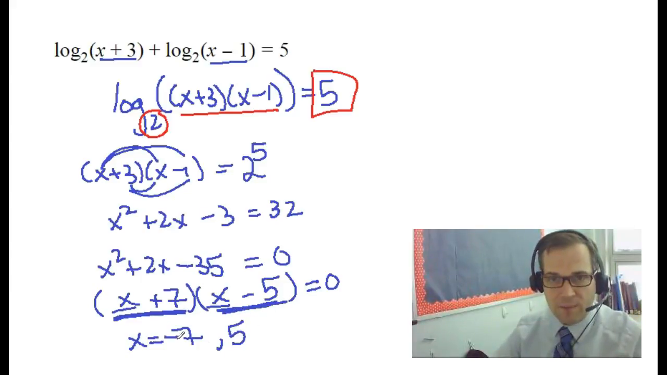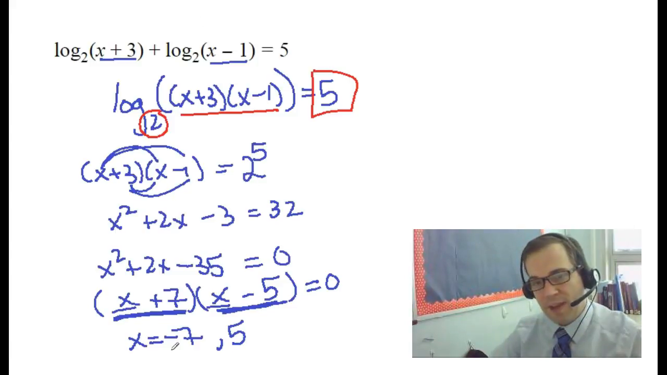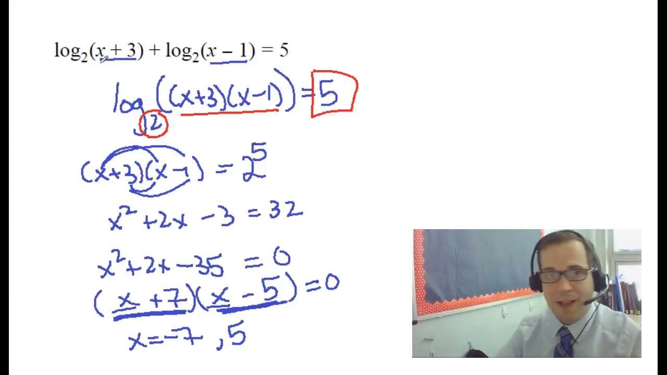So this is pretty good, but now I want to take each of these numbers separately in the original equation and make sure that I'm not ever taking the log of a negative number. So if x is negative 7 and I plug it in here, I'll have log base 2 of what will become negative 4. Negative 7 plus 3 is negative 4. I can't take the log of a negative 4. Doesn't even matter what's happening over here. This is not an answer.